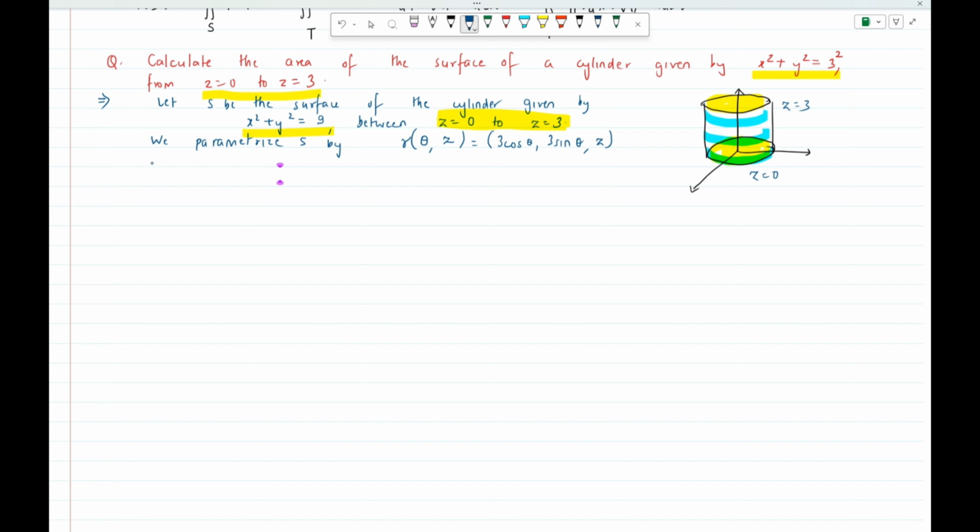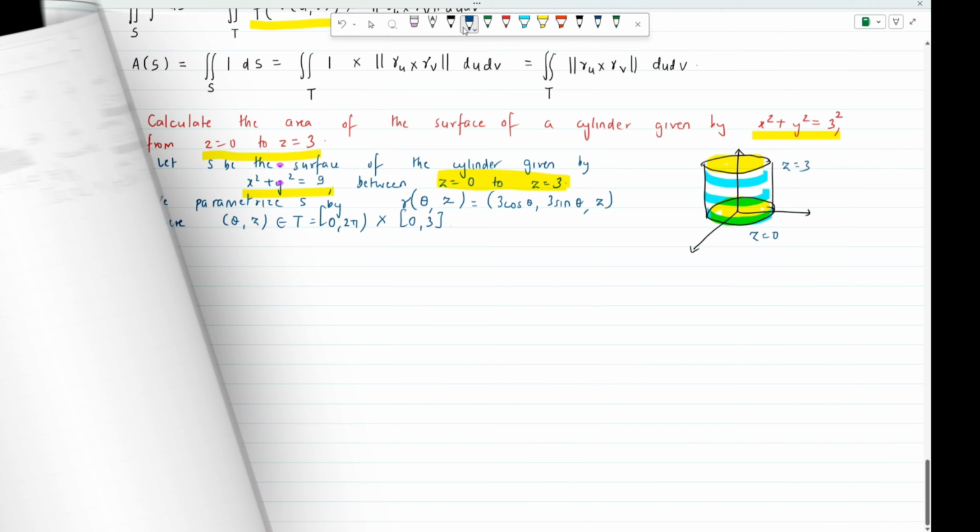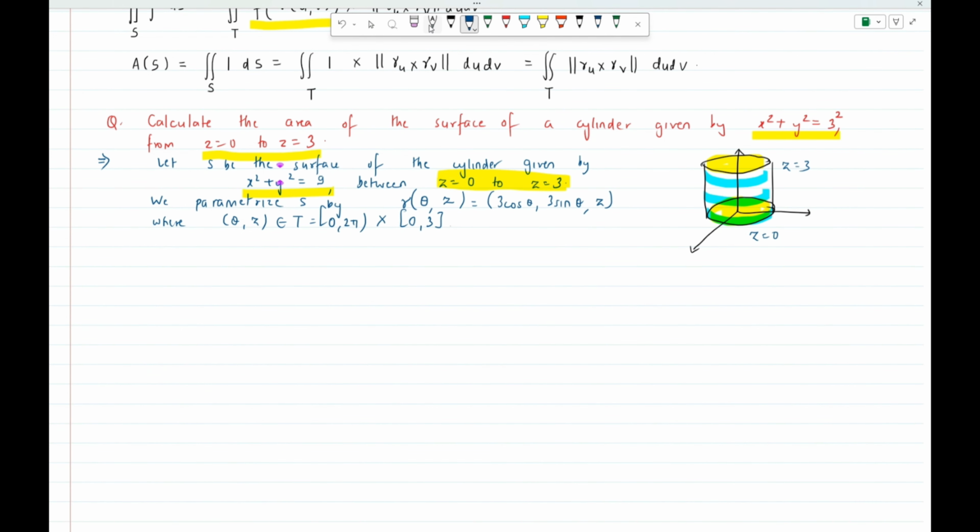So we'll say that theta, z belong to T, and theta is going to range between 0 up to 2 pi, since we have a complete circular disk, multiplied by the range of z, which is from 0 up to 3. So we have it ready. Now just have a look at the formula again. We will be needing the fundamental vector product followed by its norm, and then we'll be ready to integrate.